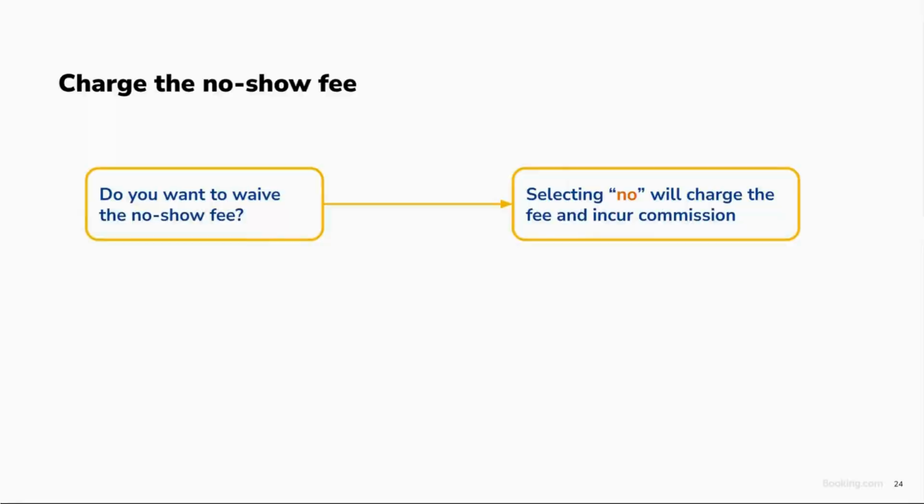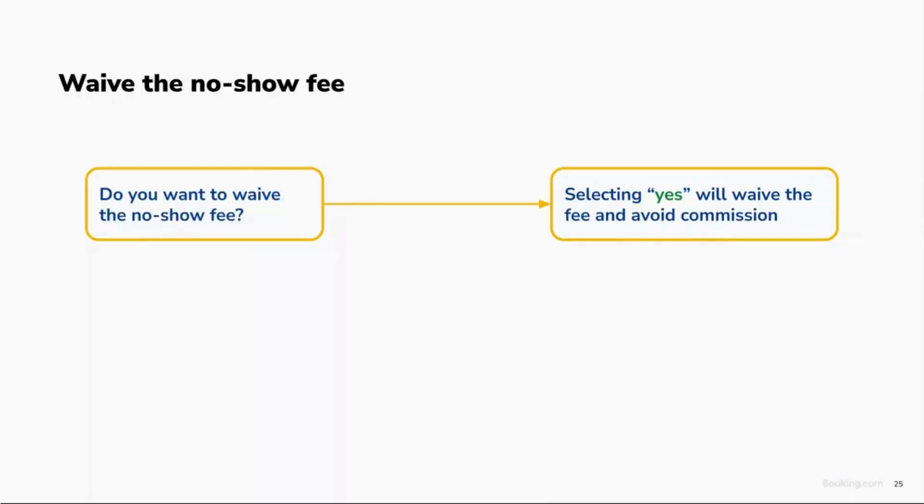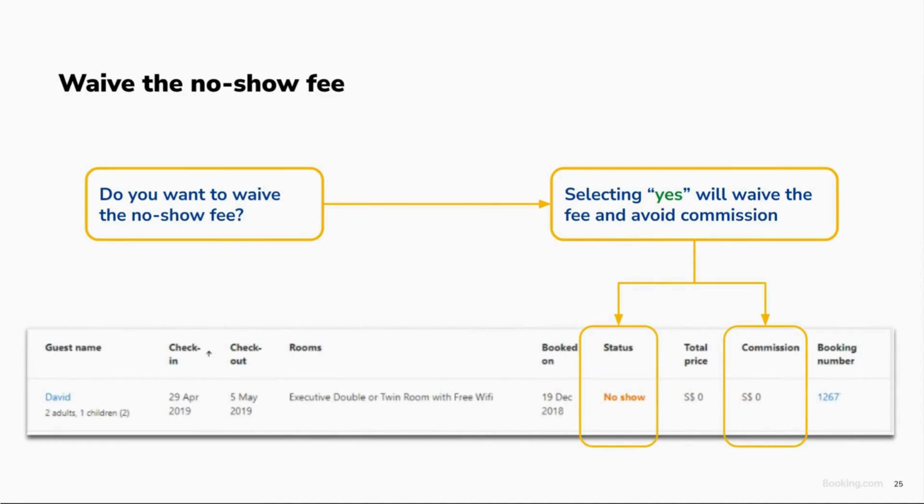Should you select No and choose to charge the no-show fee, the fees will be incurred by the guest, and commission will be charged on the reservation. Should you select Yes and waive the no-show fee, the fees will be removed and commission will not be charged on the reservation.